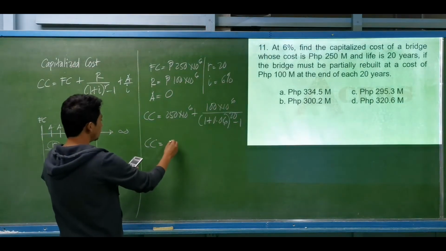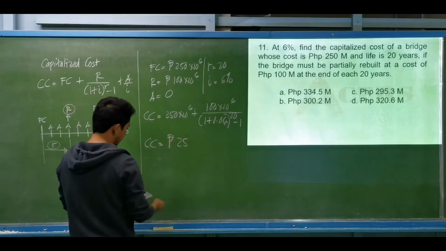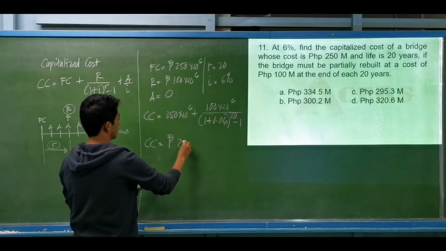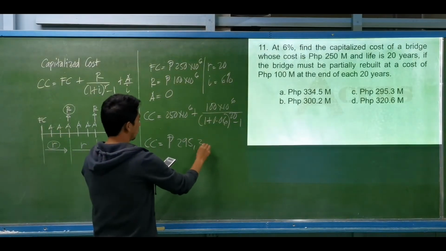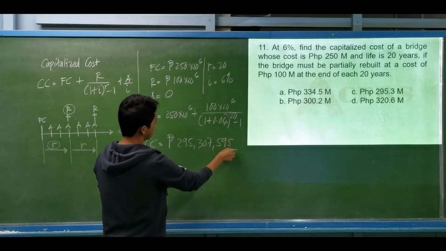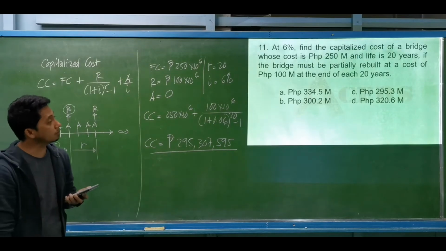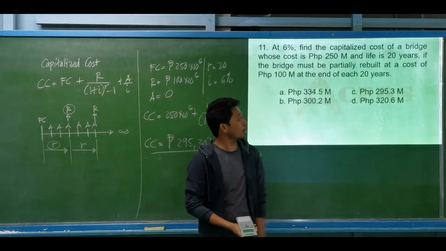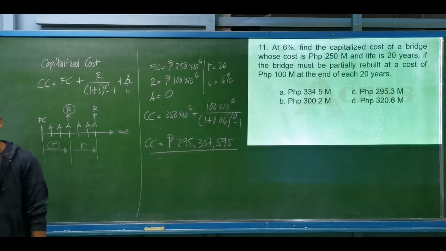We have 295 million, 307,595. So our closest value for the answer, we have letter C, 295.3 million. So that's our example for capitalized costs.